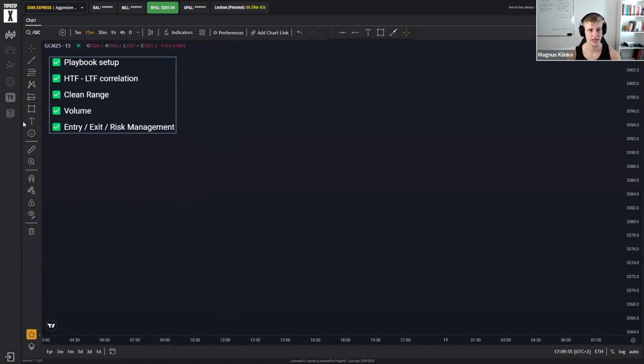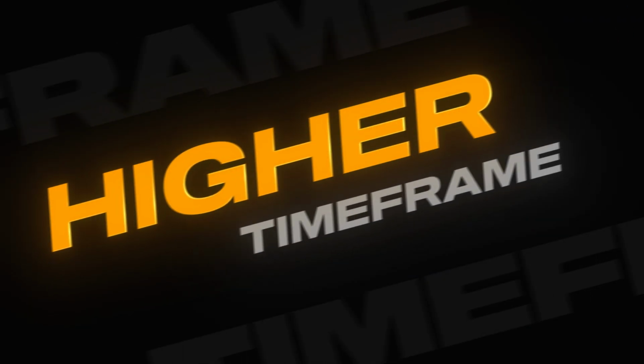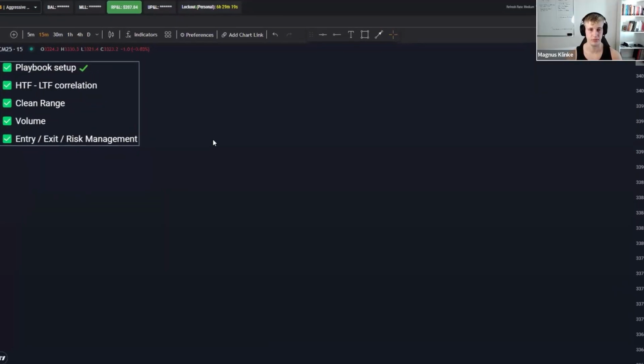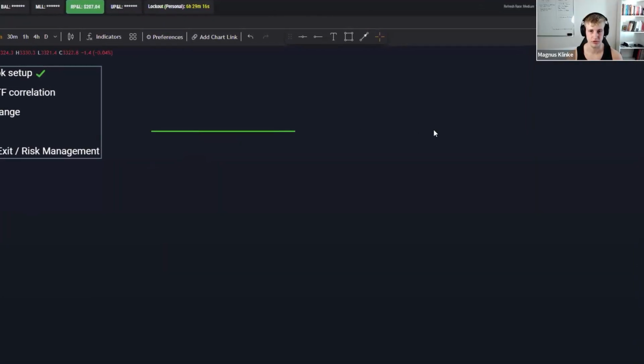So we have the higher time frame to lower time frame correlation, which has got to be checked off here if you want a good setup. When we have checked off that it's a playbook setup showing up, we put a one on that one, and then we've got to identify the higher time frame and the lower time frame, and whether they correlate. So let's take a bullish example here. Let's make two examples where we have the 4-hour over here and the 15 and 30 minute here. Let's just say it's the 15 and 30 minute.